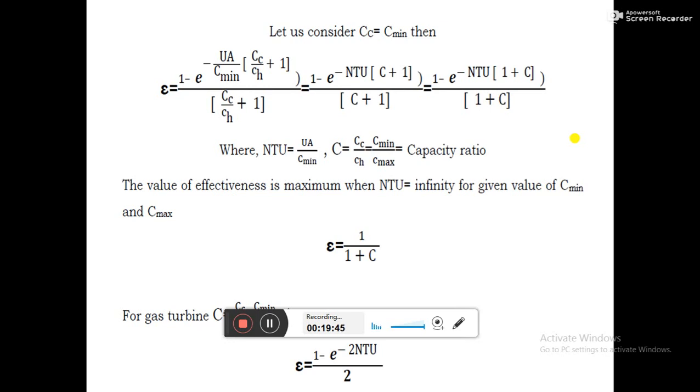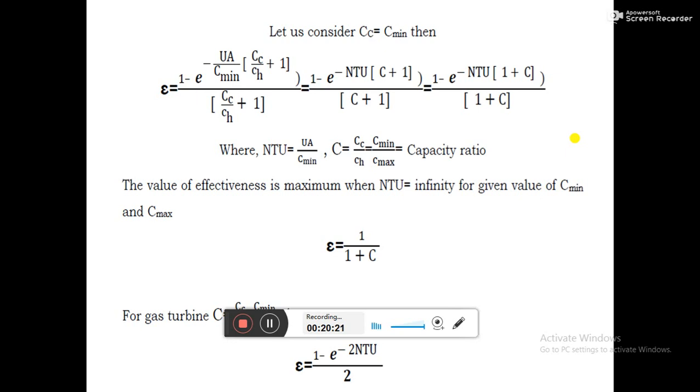1 minus e to the power of minus NTU into (C plus 1) divided by (C plus 1), where NTU equals UA by C minimum, which is a constant, and C equals C minimum by C max, the capacity ratio. It is called the capacity ratio, and this is the final equation for effectiveness in case of a parallel flow heat exchanger.